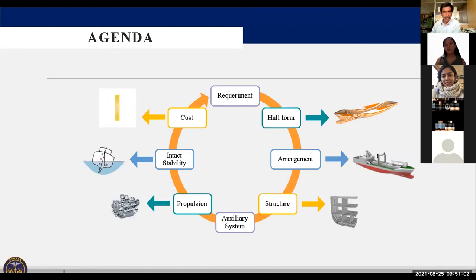In the part of structure, we present the mainframe and analysis in ANSYS. In the part of the auxiliary system, we present the power of the pumps of the main system. In the part of the propulsion, we present the characteristics of the engine and the propeller. In the part of the intact stability, we present the criteria that we will use. And finally, we estimate the cost for the ship.